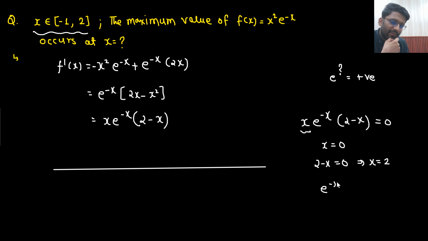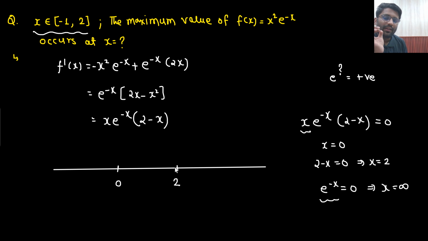And the next one, e^(-x) is equal to 0. So this will take x equal to infinity. Infinity and minus infinity we never consider. I told you one thing, that this will always be greater than 0, always positive. But at x equal to infinity, this will become 0, so we don't need to consider it. Only two zeros we are having, which are 0 and 2.